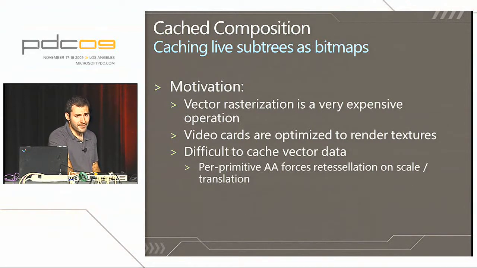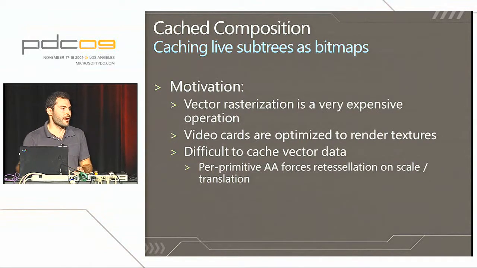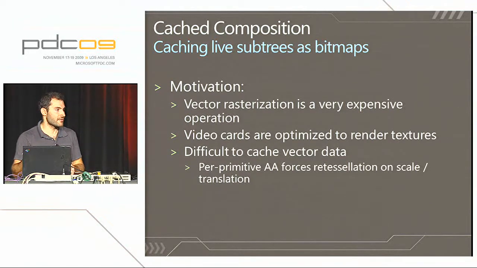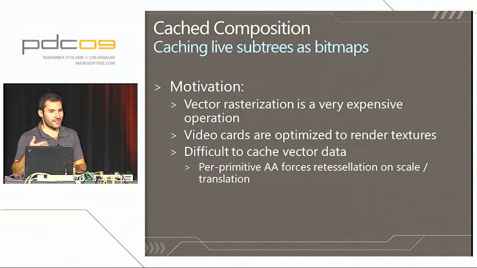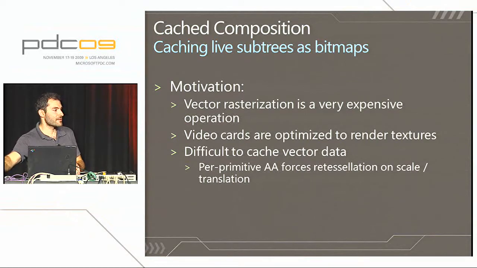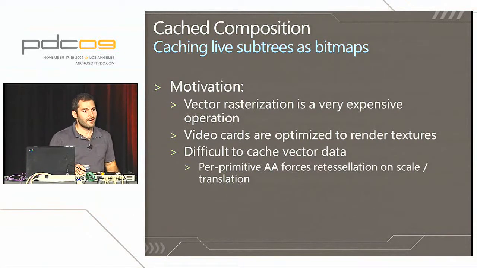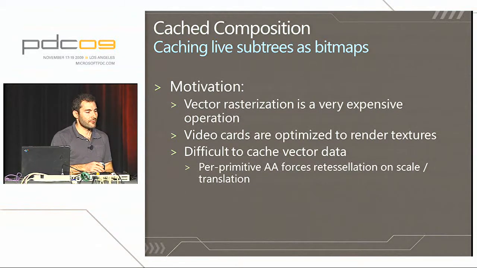Now the reason for this is that video cards are basically designed to draw textures on the screen, or they're designed for you to set state and throw a huge vertex buffer at it, and then it'll quickly process all the vertices. They're not optimized for the type of per primitive tessellation that WPF goes through when we're rendering very complex geometries. So the motivation for this is that we wanted to basically use the video card's fast pipeline as opposed to the slow pipeline that we're often forced to use when we're rendering vector content.